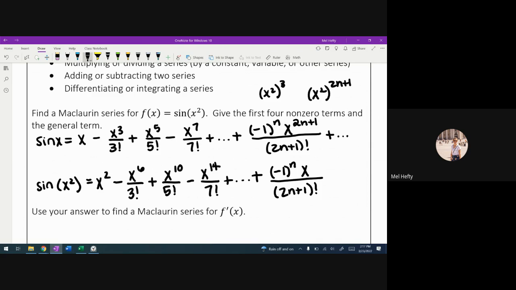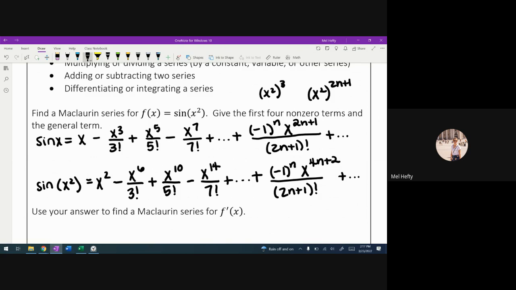How could I simplify that exponent? How did we get to 6 from 2 and 3? Yeah, we multiply them together. So 2 times 2n is 4n. 2 times 1, 2.